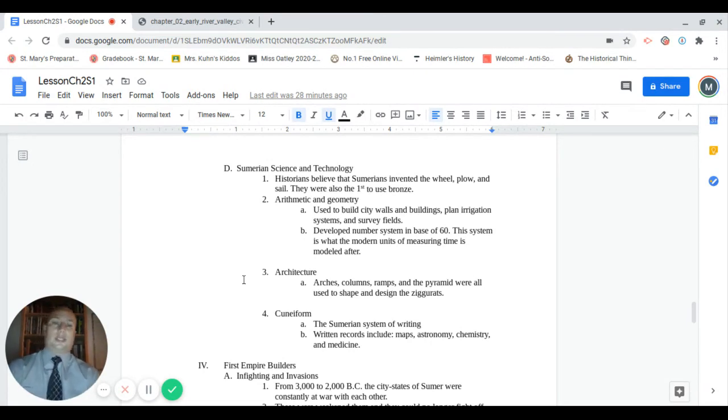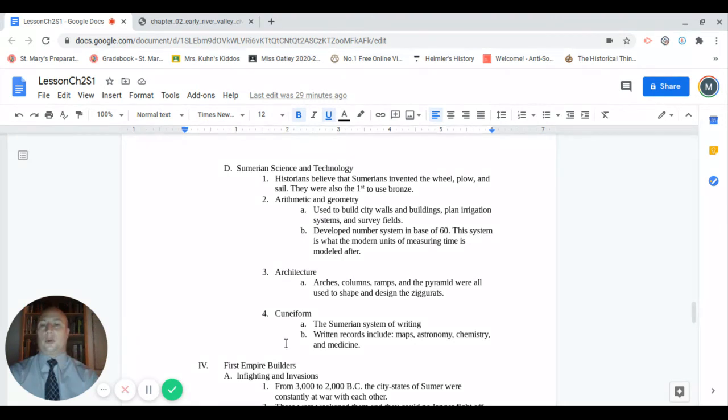Architecture: arches, columns, ramps, pyramid structure. These are all shapes that were used to design those large religious temples that are called the ziggurat, okay? We learned about those in chapter 1. Of course, another major invention is writing in the form of cuneiform. Cuneiform is the Sumerian system of writing. It's the oldest known system of writing in our world.